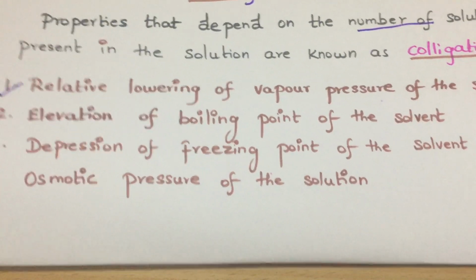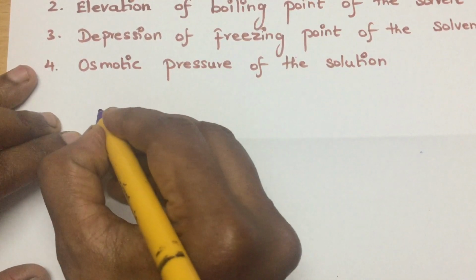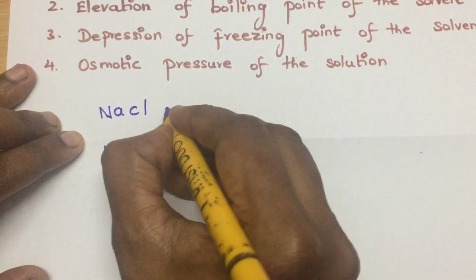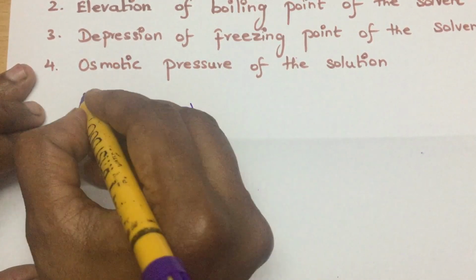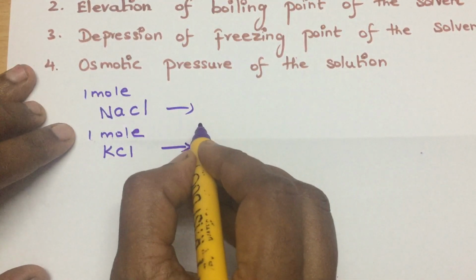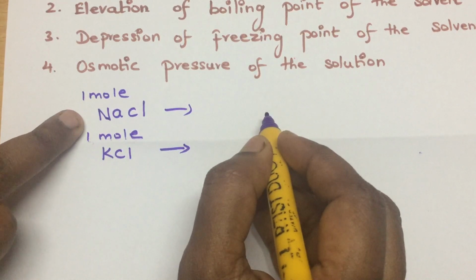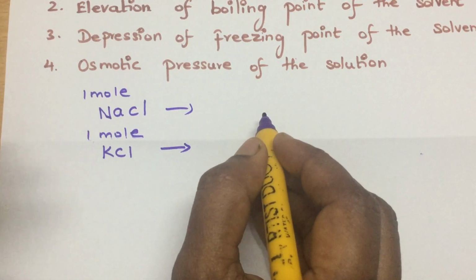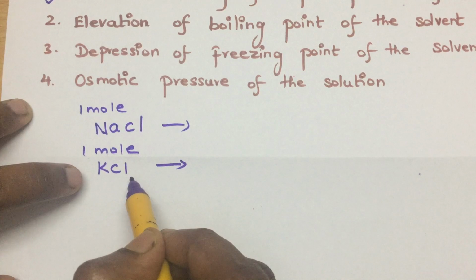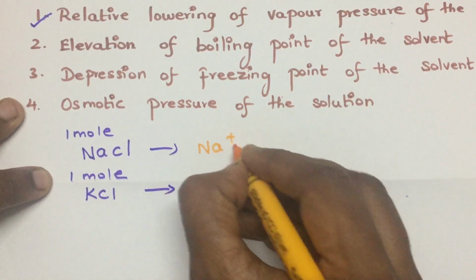ஸோ இப்போ வந்து ஒரு ஜென்ரல் இன்ட்ரொடக்ஷன், இந்த காலிகேட்டிவ் ப்ராப்பர்ட்டிஸ் எப்படி வந்து இந்த நம்பர் ஆஃப் பார்ட்டிகல்ஸ் அப்படின்னு இருக்கு இல்லையா. ஸோ சப்போஸ் ஒரு ஸ்ட்ராங் எலக்ட்ரோலைட் NaCl or KCl, இதை எடுத்து நான் going to take 1 mole of NaCl or 1 mole of KCl. Okay, if I'm going to put in water, the effect that is given by both NaCl and KCl is going to be the same. The colligative properties measured by adding 1 mole of NaCl or by adding 1 mole of KCl is going to be the same.